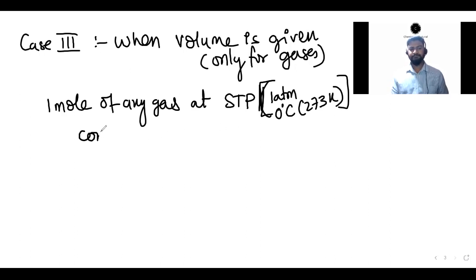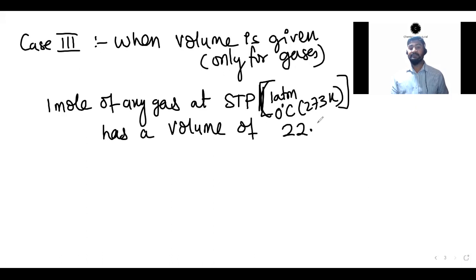has a volume of 22.4 liters. You can take it like that. It's sometimes 22.7 when it is in bar, 22.4 liters when it is in atm. It's fine. More or less 22.4 liters. So if you have 1 mole of a gas, please understand this very clearly. If you have 1 mole of any gas, then at STP, the volume is 22.4 liters.